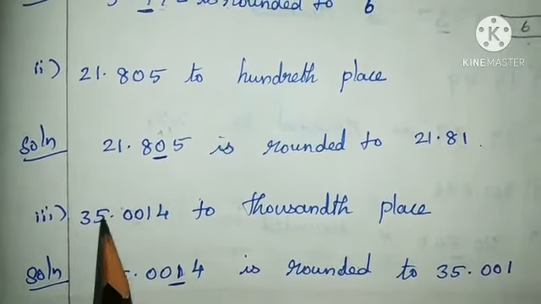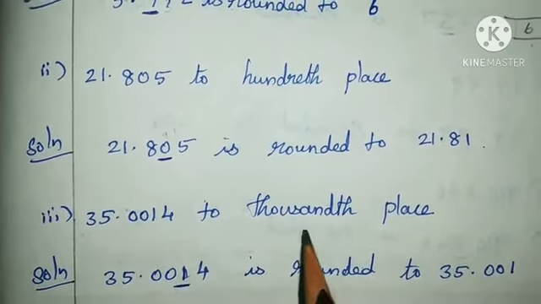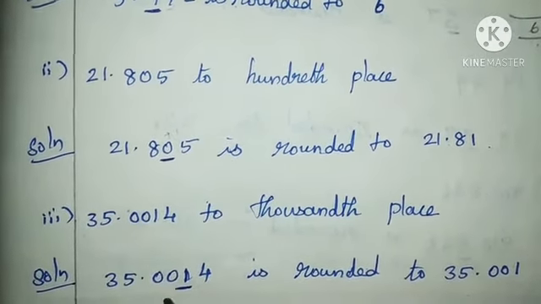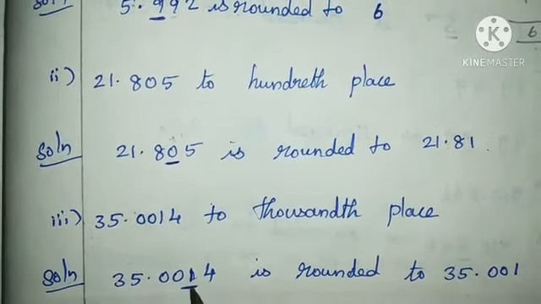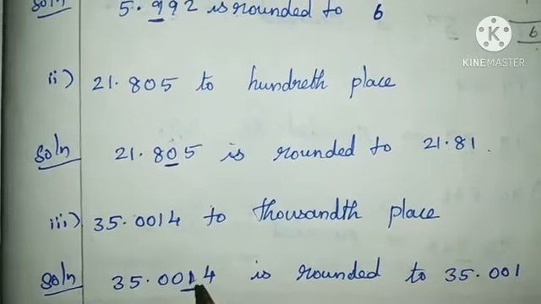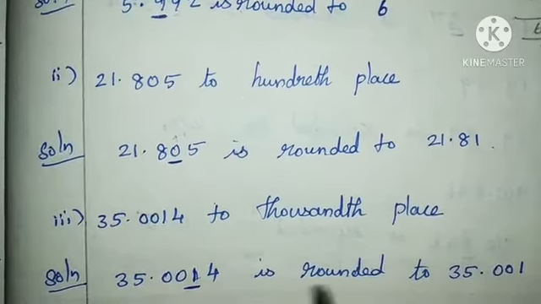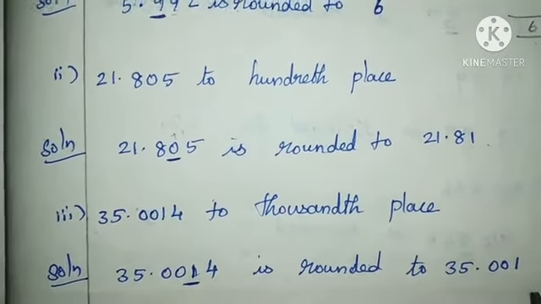The third sum is 35.0014 to thousandth place. Here you have to underline the thousandth place and see the next digit after the underlined digit, which is less than 5. So we are writing the number as 35.001 itself.